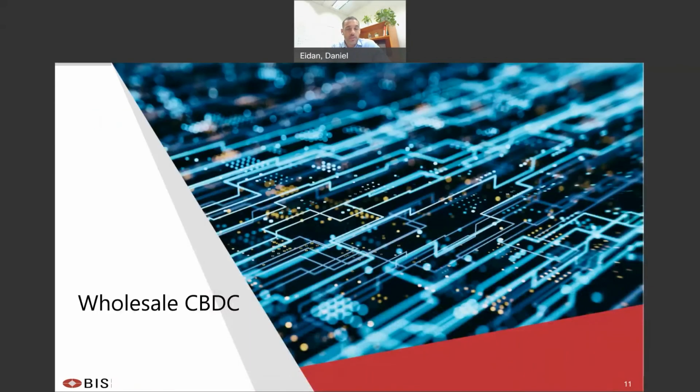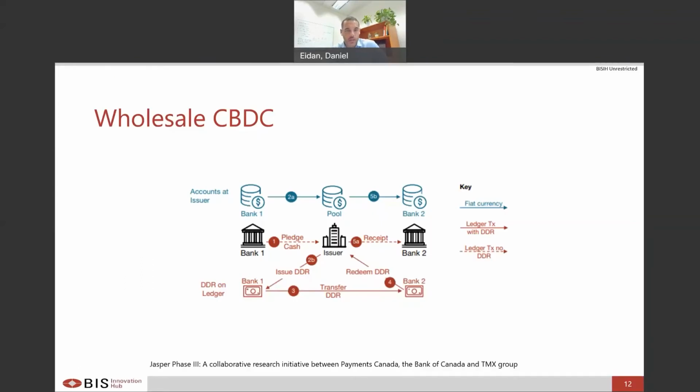Moving on to wholesale CBDC. Wholesale CBDC, again, as a reminder, is a CBDC that isn't generally available to retail clients, and it's primarily used as an interbank system. So if anyone's familiar with RTGS, real-time gross settlement systems for interbank payments, that's what wholesale CBDCs primarily look at.